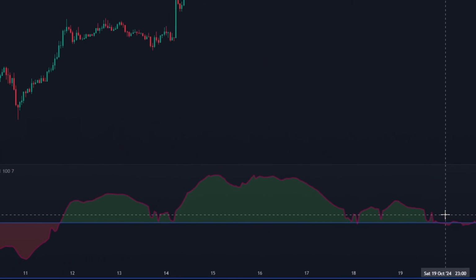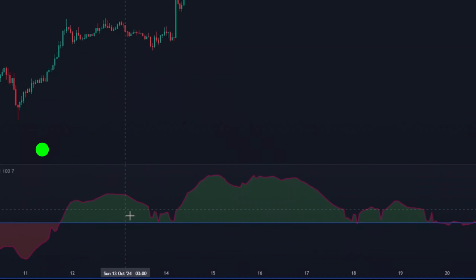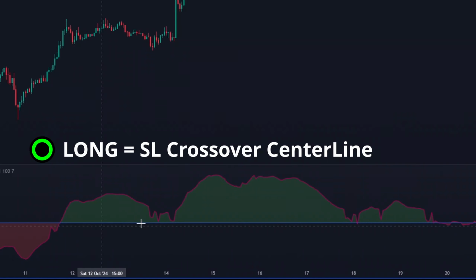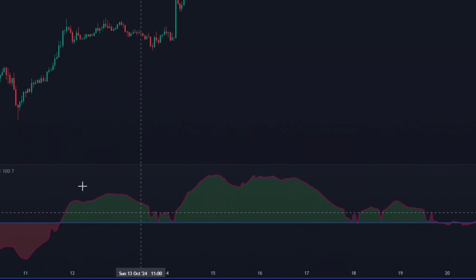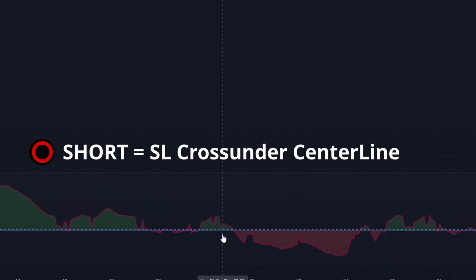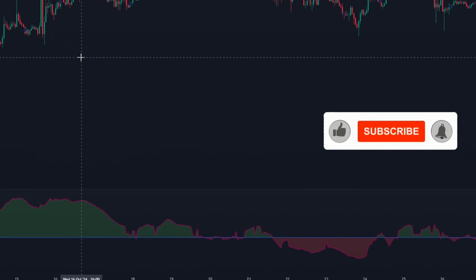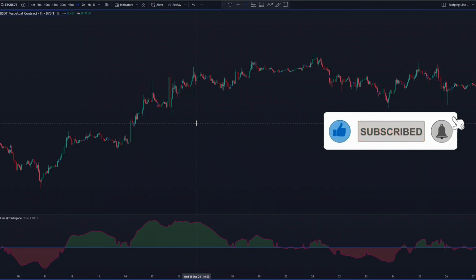To make it as simple as possible and to put it into practice, we open a long position when the scalping line crosses above this center line, which shows a green background color, while we open a short position when the scalping line crosses below the center line. A red background color will be shown. We're gonna set this rule as our main entry signal.